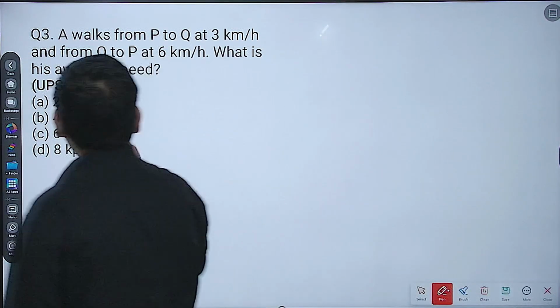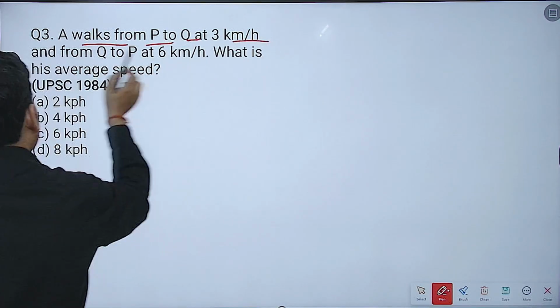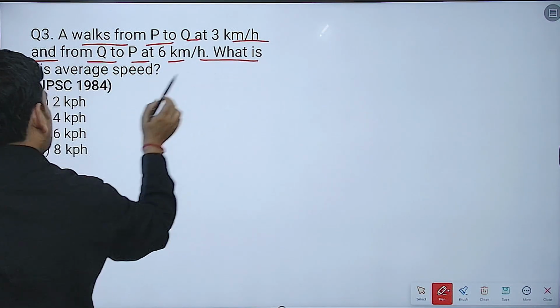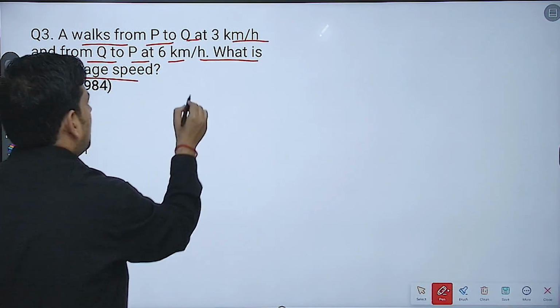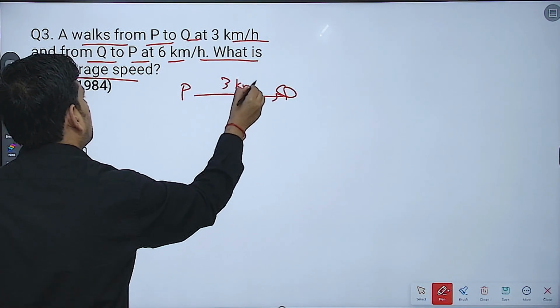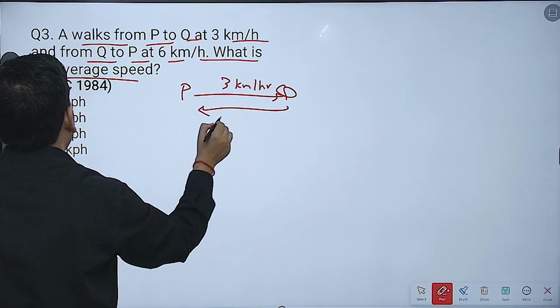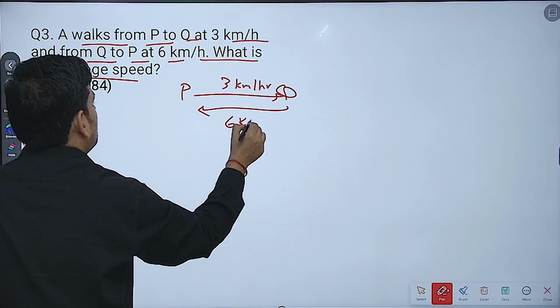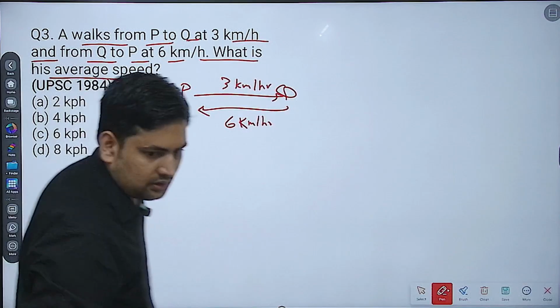So what it says, A walks from P to Q at 3 km per hour and from Q to P at 6 km per hour. What is the average speed? Okay, so P to Q at what speed? At 3 km per hour. Then he comes back at 6 km per hour.